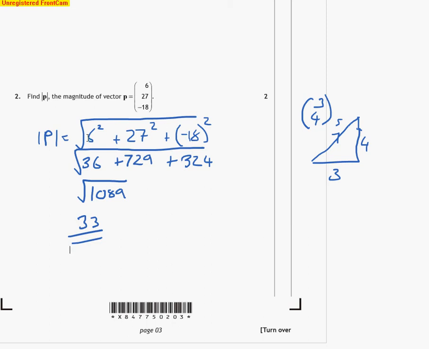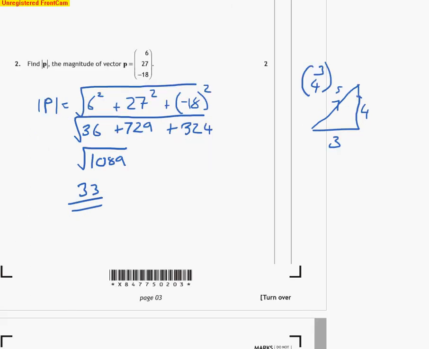Try and remember the Pythagoras, what is the magnitude? Don't get caught up on the language. Just think logically about it. This is 3, this is 4, this is going to be 5. Basically it's just Pythagoras that we're doing. And then when I got to here, I had a quick look and thought, oh, this number doesn't look quite right. Double checked it. And yeah, 33. Good stuff.